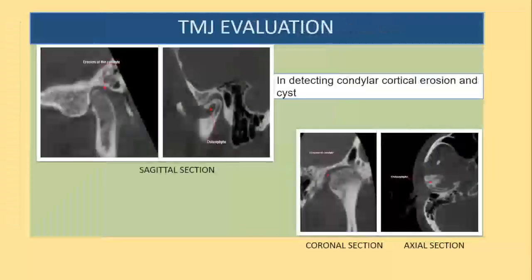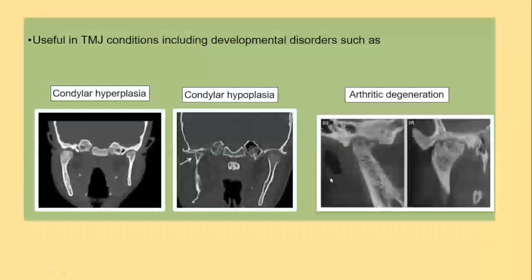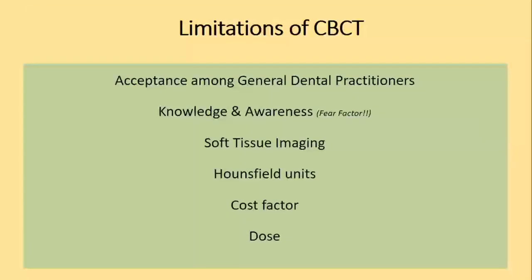That's for TMJ evaluation. It's wonderful for arthritis: you see the condyle, you see a lot of destruction happening, erosion of the condyle, condylar heads, right? So hyperplasia, I was speaking about enlargement of the condyle, arthritic degeneration, all that is possible.